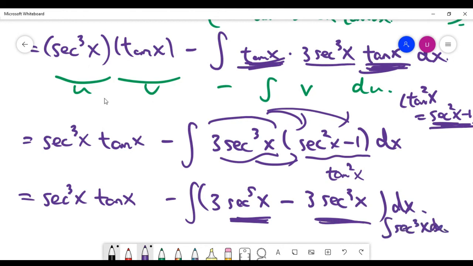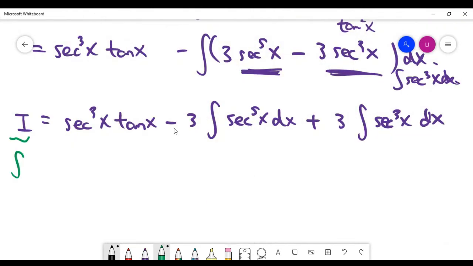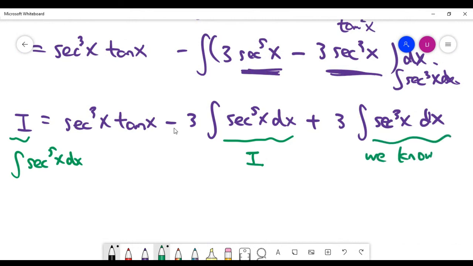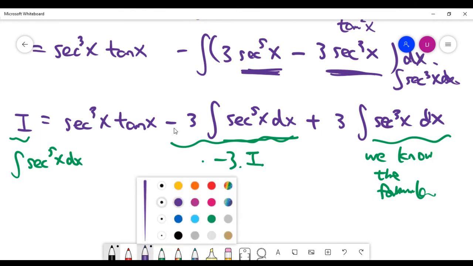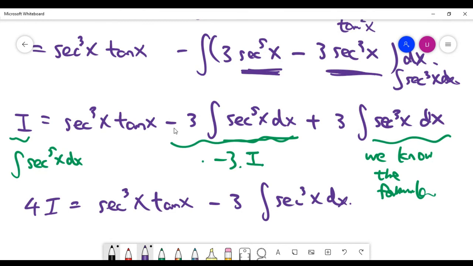Let me write down the formula. I'm letting I be the original question, the integral of secant to the power 5x, and this term is the same as the middle term here for I. Please note that we know this formula already for the integral of secant cube x, so we just have to replace the formula in here. This minus 3I can be pulled to the left-hand side, and it means 4I becomes what I've written down here on the right-hand side.